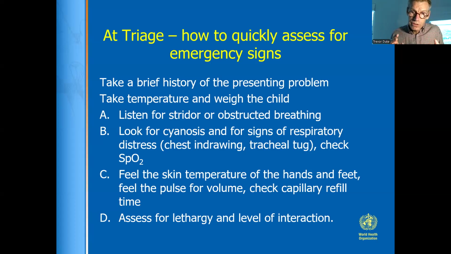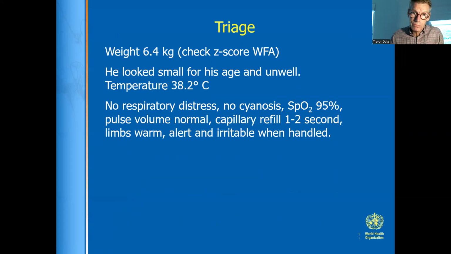And then you assess the child for lethargy and the degree of interaction they have with you in an age appropriate way. And if you practice this, you can really do this within a minute or two of seeing the child. I think it's really important to have a triage process that you can practice and quickly do, because then you'll pick up emergency signs and children will receive appropriate emergency treatment. They can then be triaged to triage category 1, having emergency signs, or triage category 2, having a priority sign, or triage category 3, having neither of those, and then they can be sorted properly.